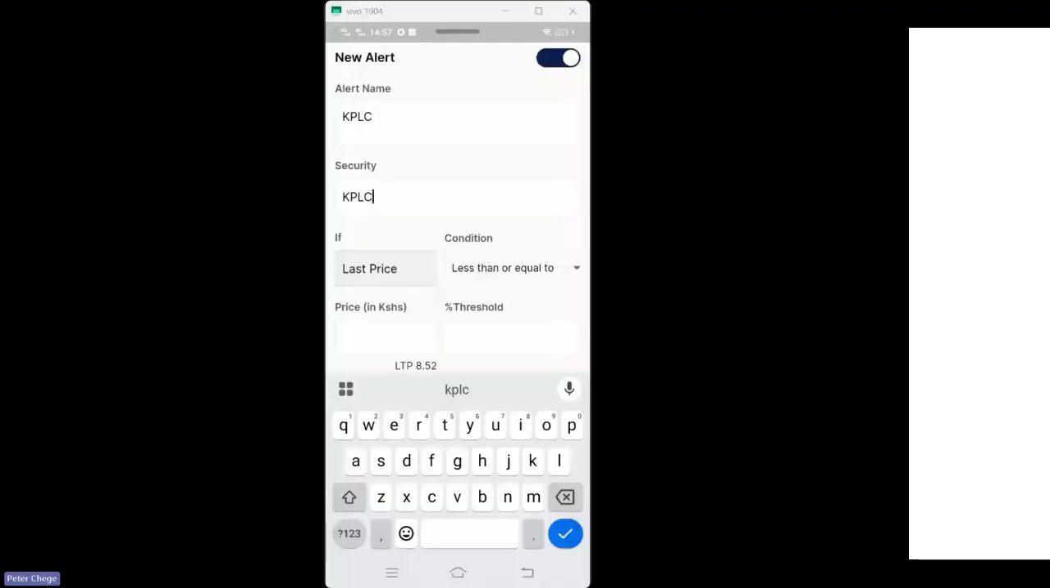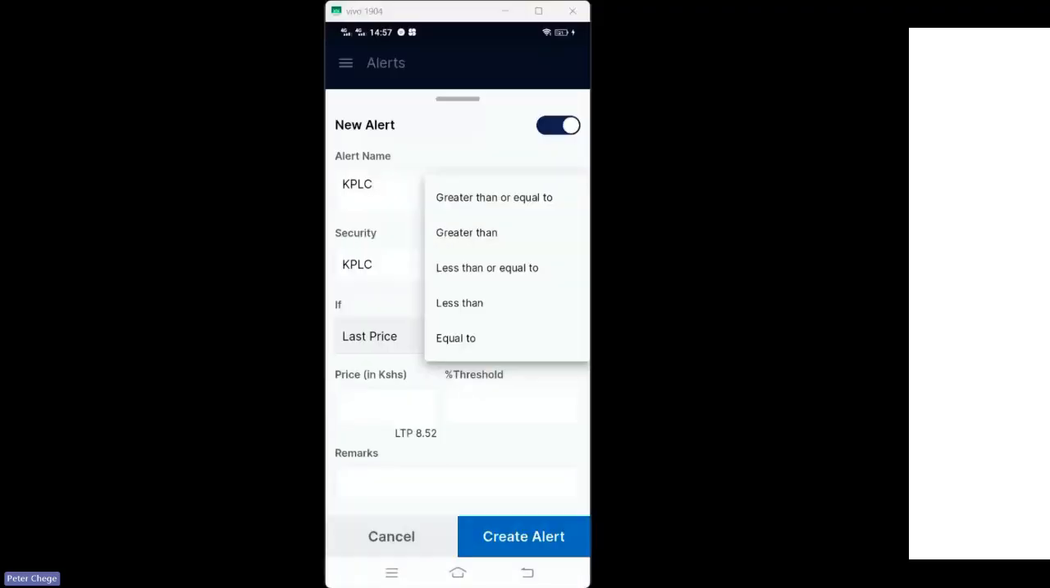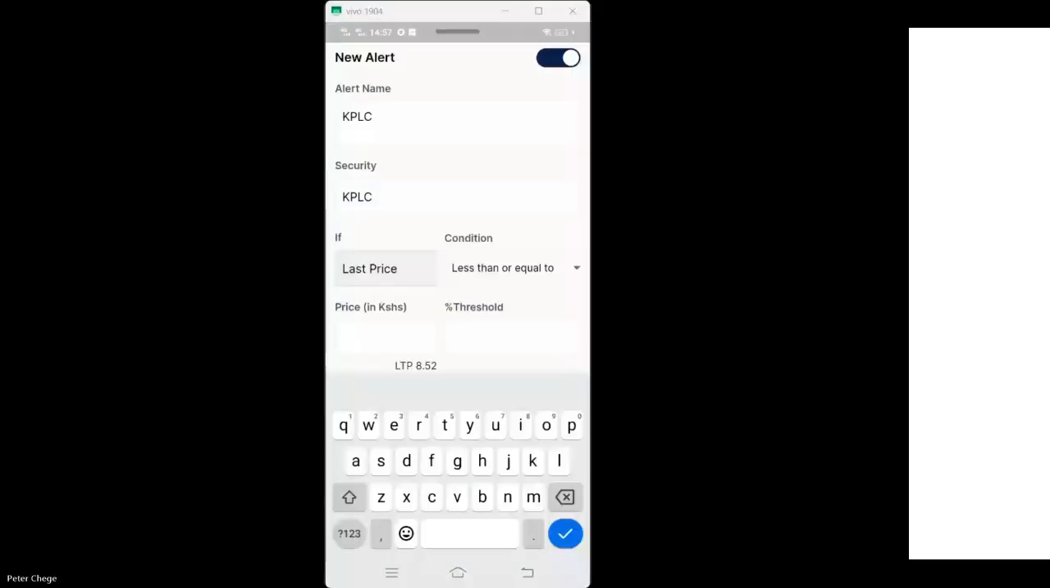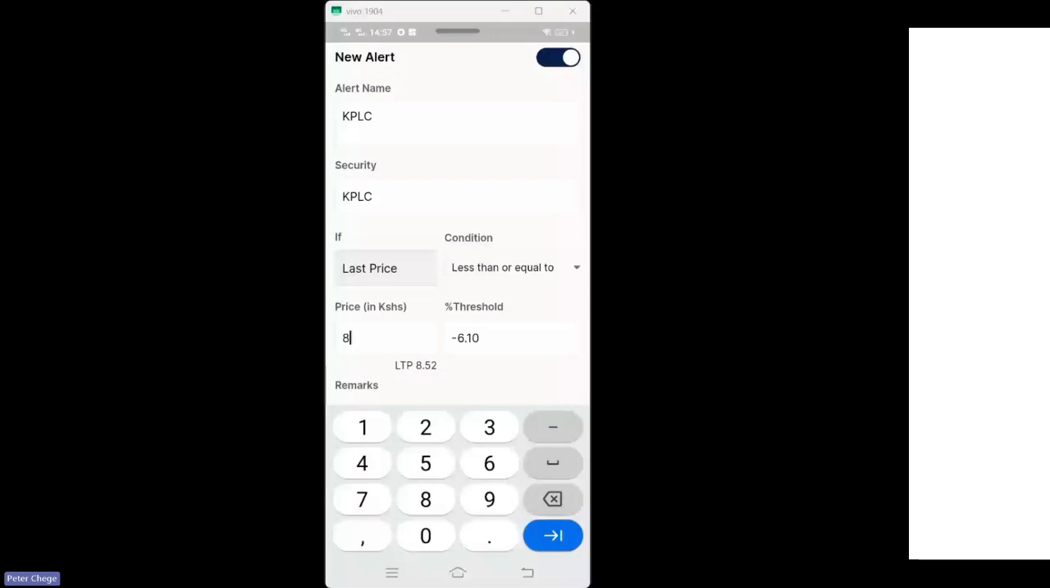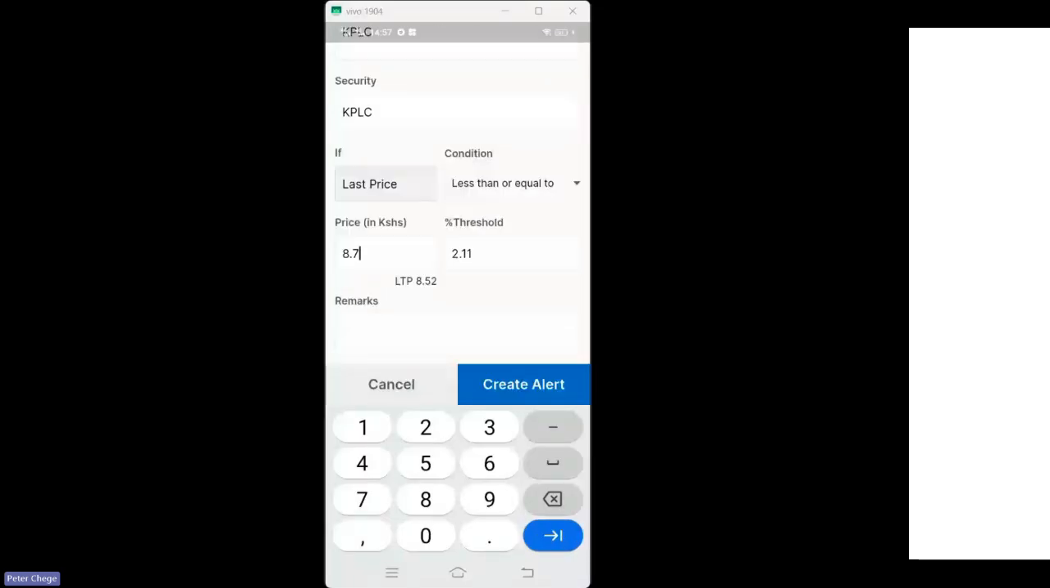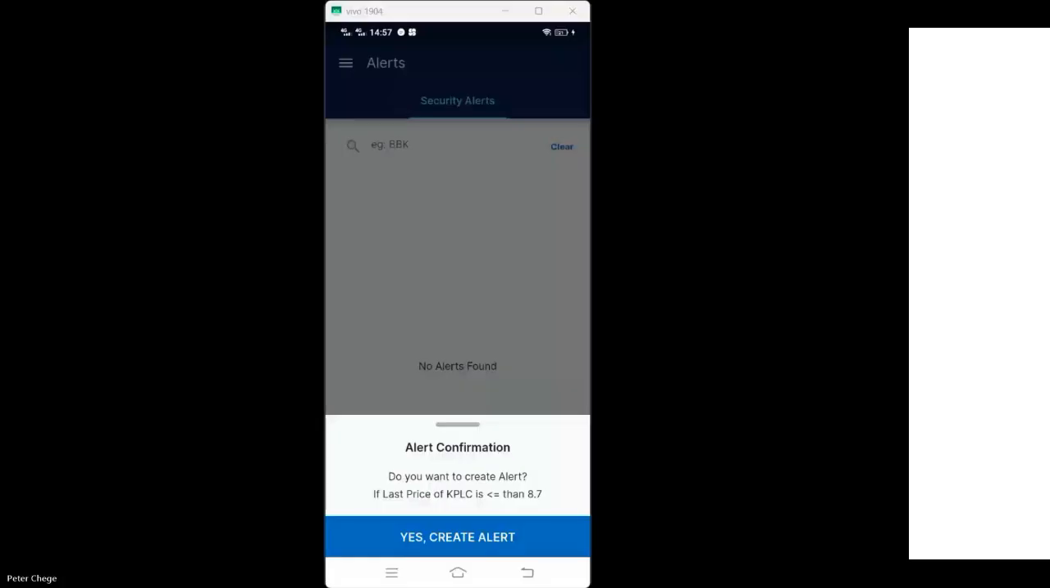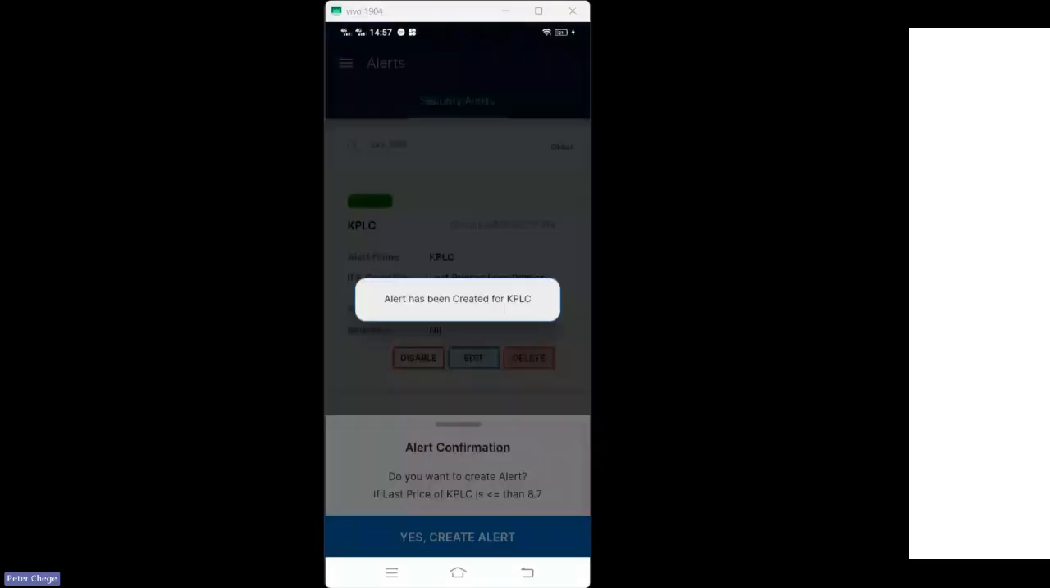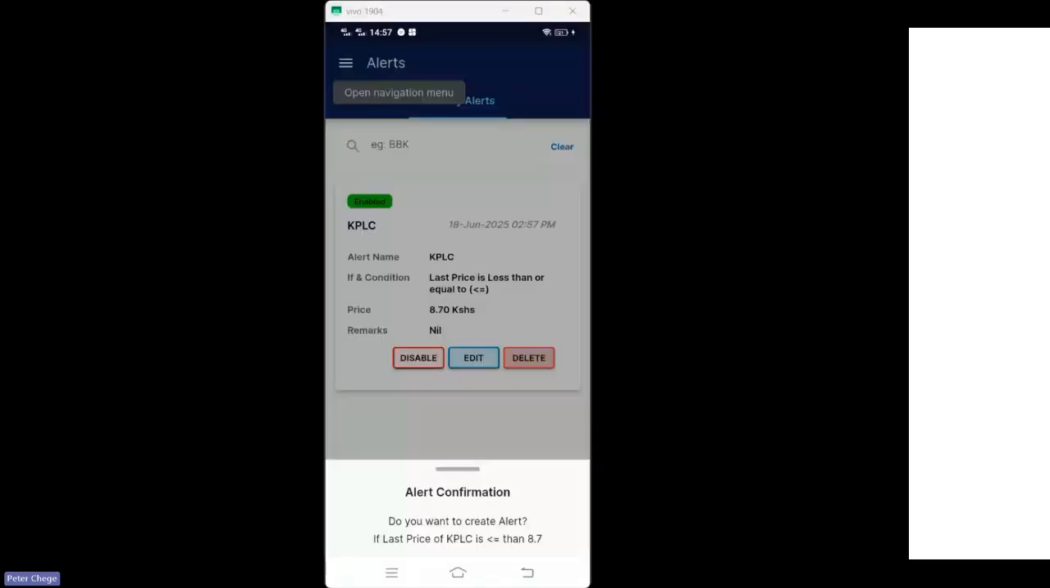So if it executes at 870, is greater than or equal, or if less than, because it's already greater than, it's 870. So it gives you the threshold. Remarks you can create, then I create a alert, then you confirm your alert, and the alert is created and it is enabled. You can disable, edit, or delete.